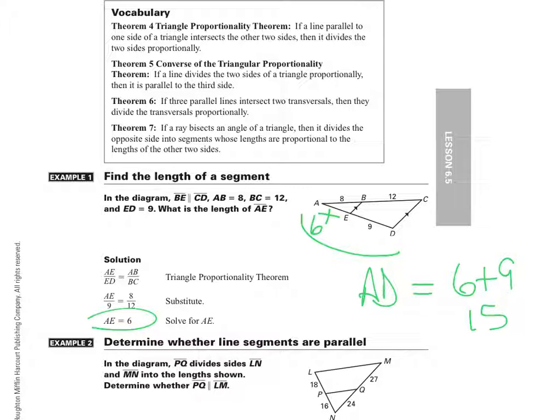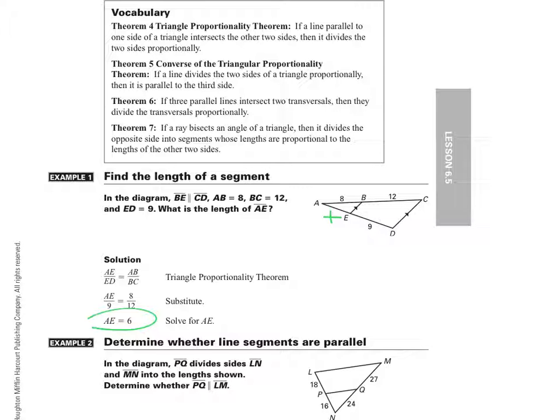Some of them say find X. Some of them say find the segment length, like find the length of AE or AD. So make sure you read carefully. So for this one, when you go to set up your proportion, again, remember when we went through the slides, there's more than one way to set up your proportions. So for example, this is my X because I'm looking for AE.